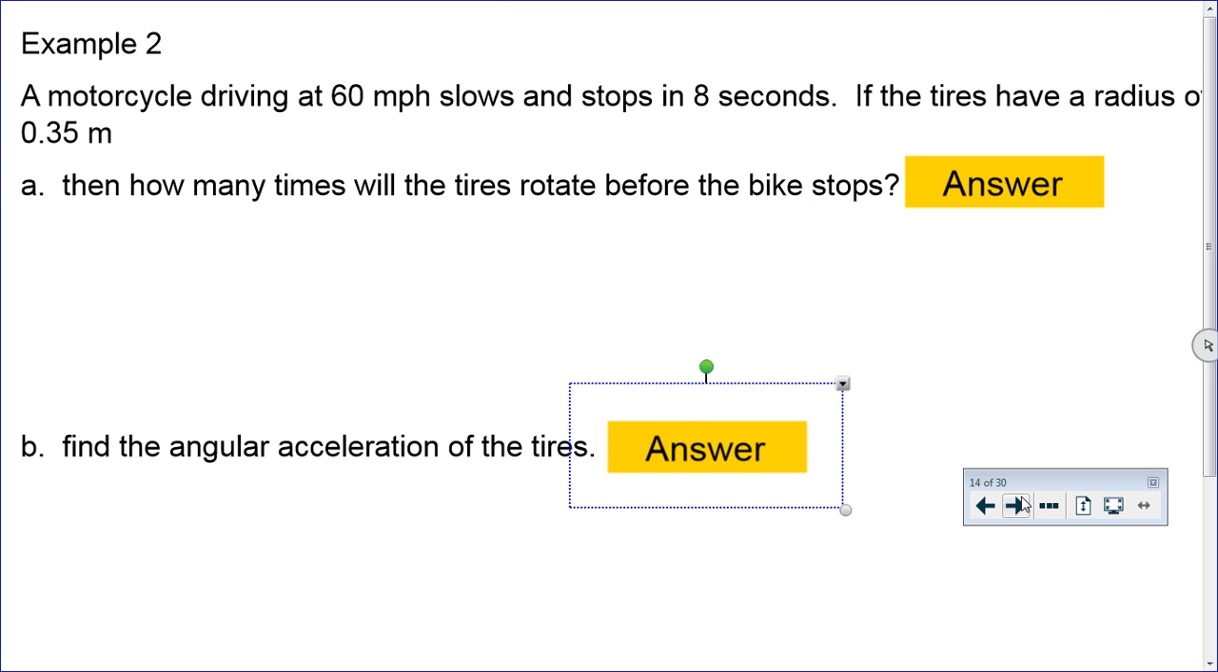So there you go. All right, let's do another one. I'm trying to make this little box go away and failing. There we go.